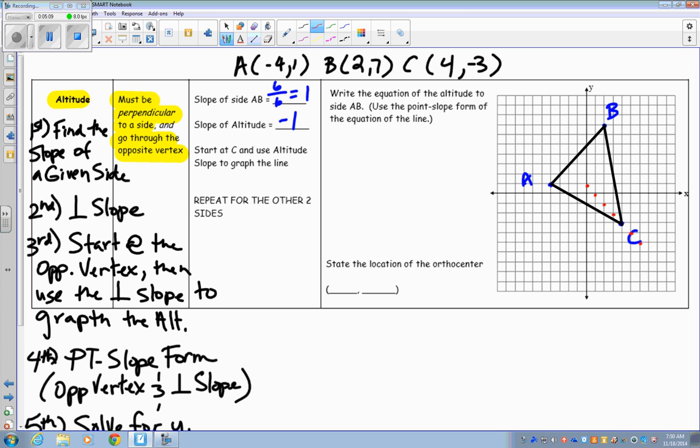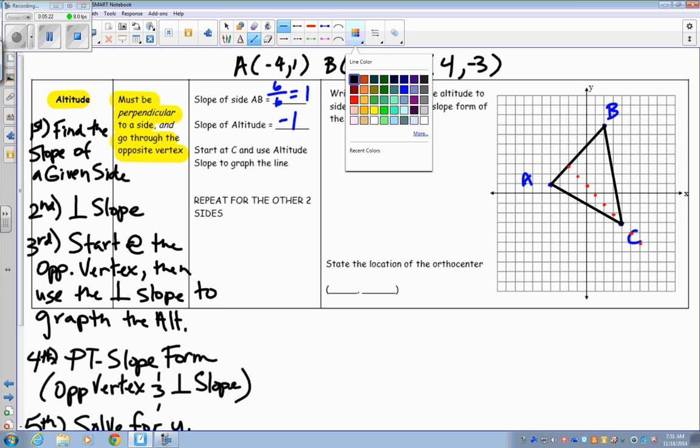Notice that this line that we're graphing does not necessarily go through the midpoint. And altitude does not do that always. With special types of triangles, that is the case.